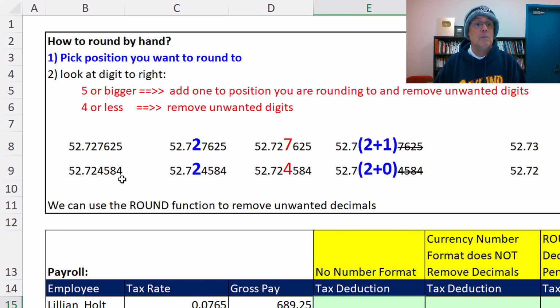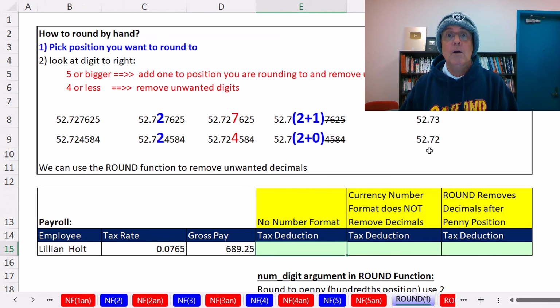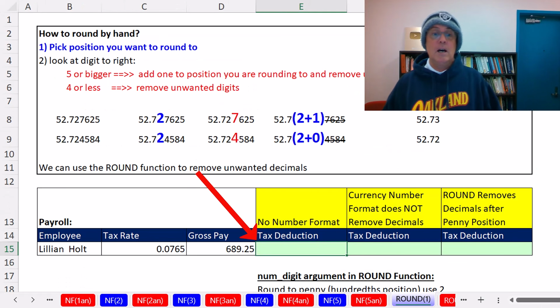If I take this number, step 1, that's the position 1, 2. I'm rounding to the penny position. I look to the right, 4, 4 or less, remove unwanted digits. So I'm not adding anything to the 2. That's the position I'm rounding to. Removing the digits, and I get 52.72. Now, let's see how to do it in Excel.